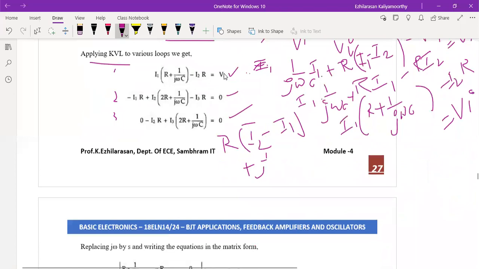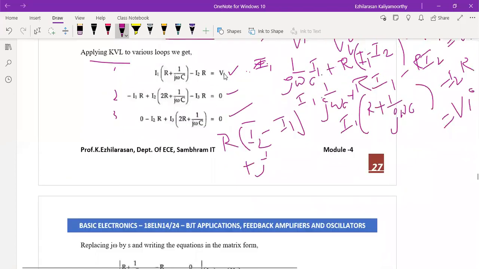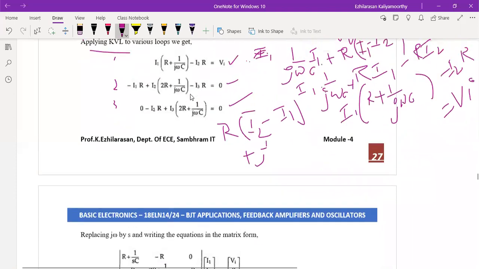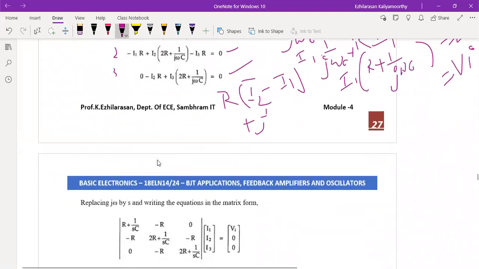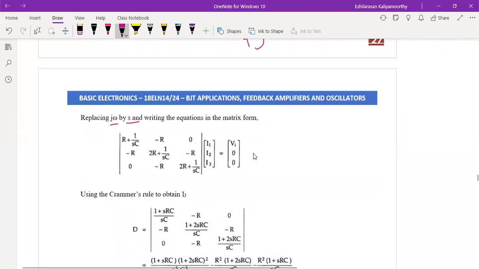Now we need to solve these equations. From this expression, you have to find out. So we will arrange the terms, then replace j omega by s, because keeping the j omega, you may feel difficulty solving this. Replace j omega by s and write the equation in matrix form. How will you write in matrix form? You might have studied this.